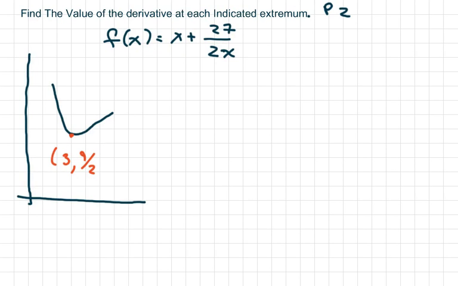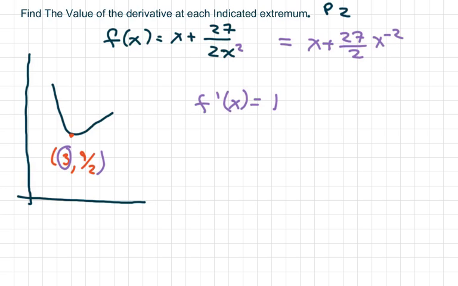Hi everyone, we're going to find the value of the derivative at each indicated extremum, and what we're going to be looking at is this 3 here. So I'm going to first take the derivative, and this is just going to be 1. This should have been a squared. So I can rewrite this as x plus 27 over 2 to the x to the negative 2, so that way you don't have to worry about it so much.